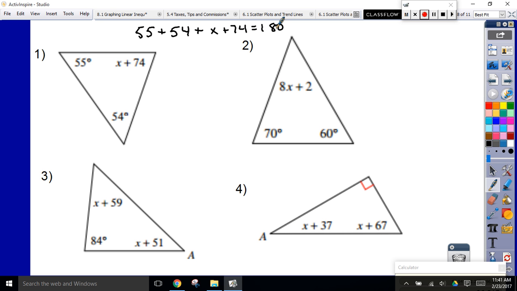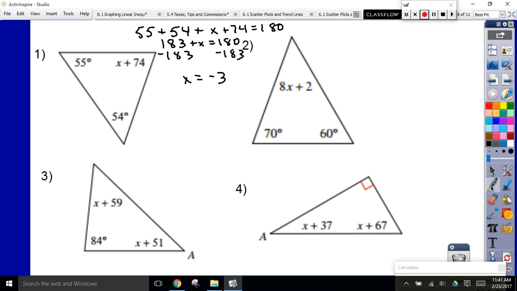You add 55 and 54 and 74. I can add all 3. When I add them together, do you know what we get? 183. Good. So we have 183 plus x equals 180. Now, when we subtract 183 from both sides, what do we get for x, Brian? x equals negative 3.